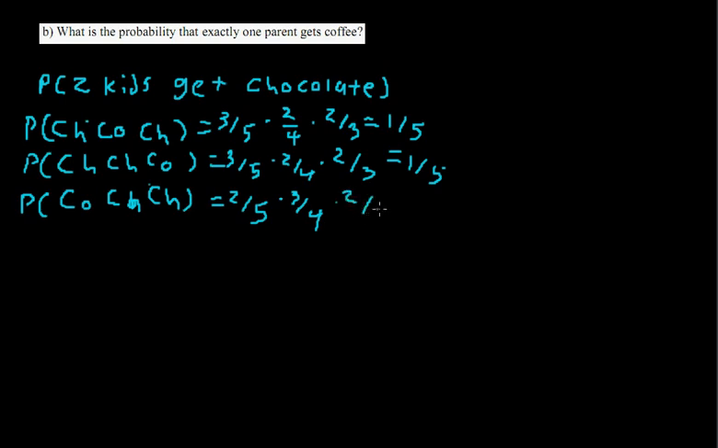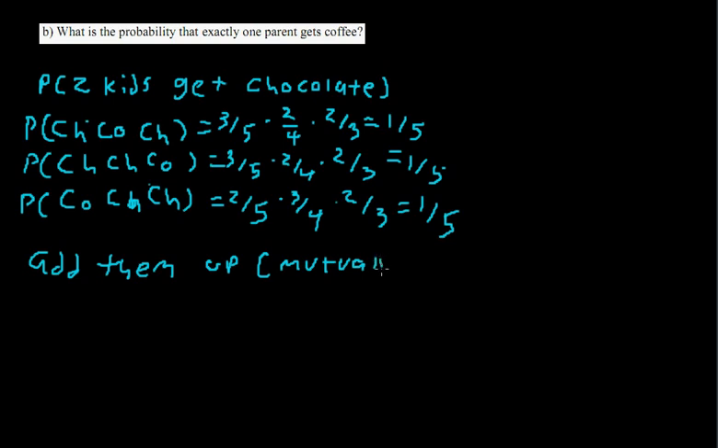So we just add these up. Why can we add them up? Because they're disjoint events, mutually exclusive events. And if exactly one parent gets coffee, then one of these sequences must have happened because we had to take two of the hot chocolates. So add them up, mutually exclusive, and we get 3/5. So that is our final answer. Stick around for part C and D in the next video.